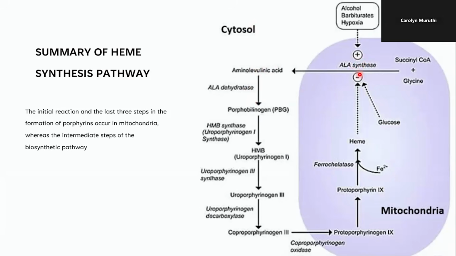Then the pathway moves out to the cytosol where several intermediate modifications occur, and finally it returns to the mitochondria for the last transformation and crucial insertion of the ferrous ion. It is important to note that each step is catalyzed by a specific enzyme, and any defect in one enzyme can block the pathway, leading to characteristic disorders called porphyrias, which we look at later on.